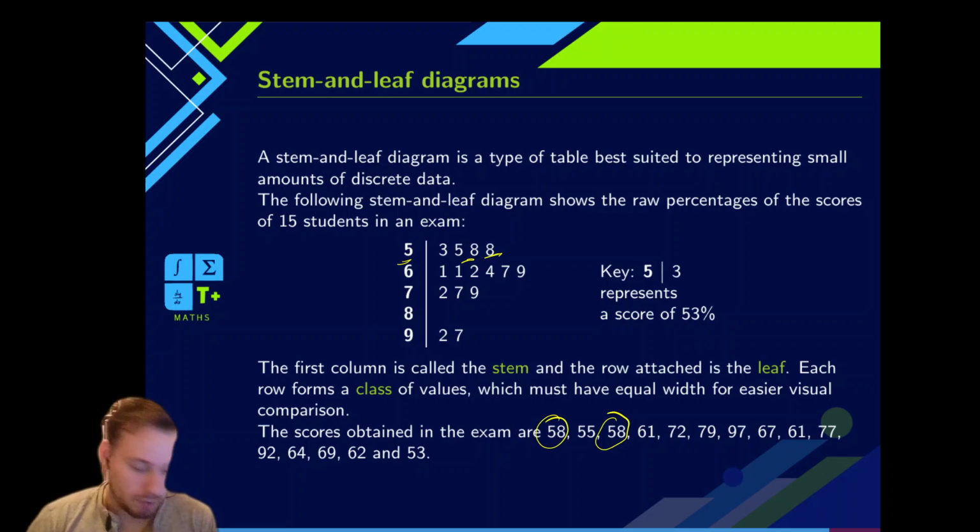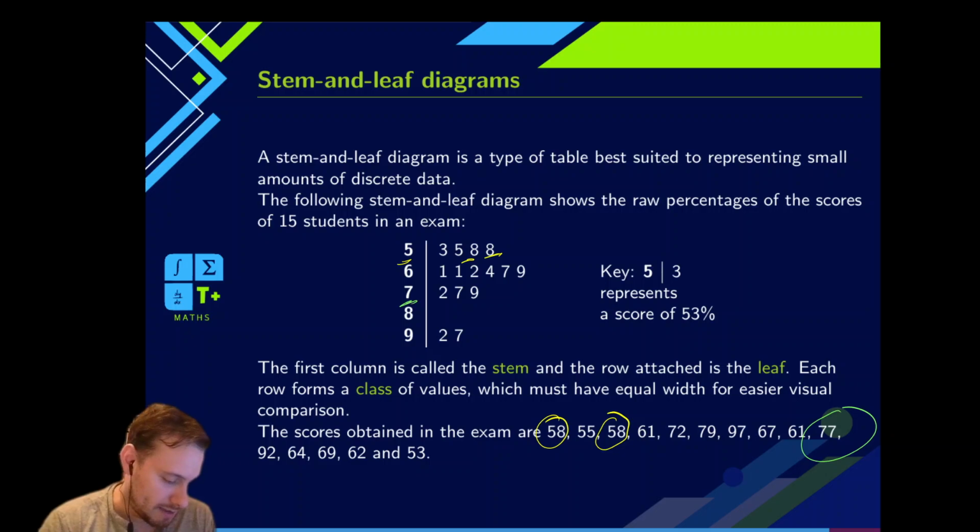So from there we can keep on going with each of the numbers. For example, if you want to look for this 77, well, this 77 is just this 7 and then this 7. Each of the 15 numbers in the diagram represents one of these scores that were obtained in the exam.